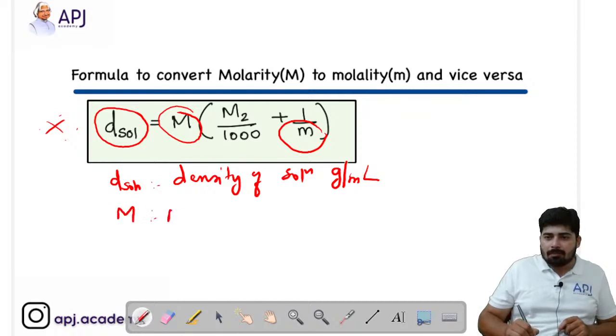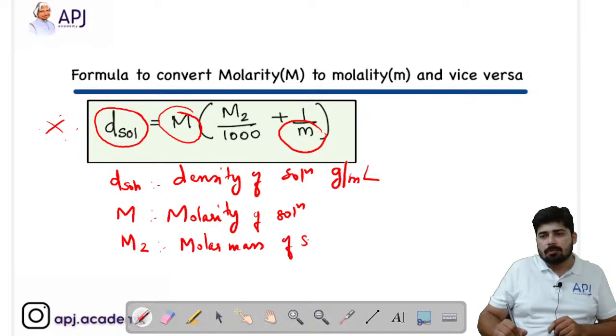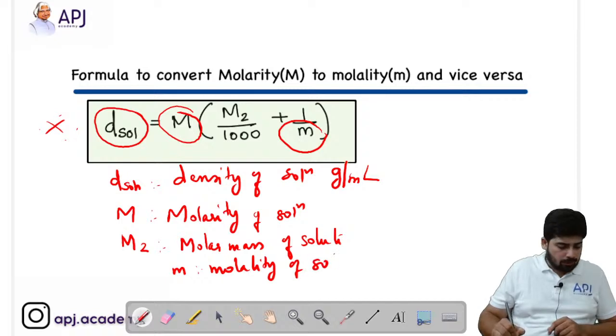Now, what is capital M? Capital M is nothing but the molarity of the given solution. Now, what is M2? I have told you the 2 indicates the solute. So here M2 means molar mass of solute. Now, what about the small letter m? Small letter m just indicates the molality of solution.